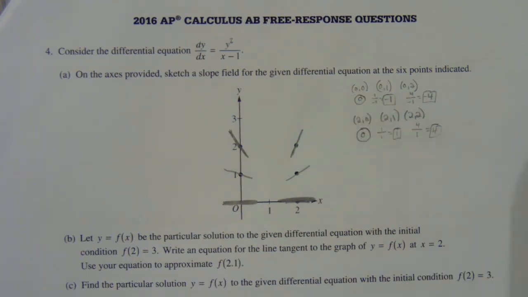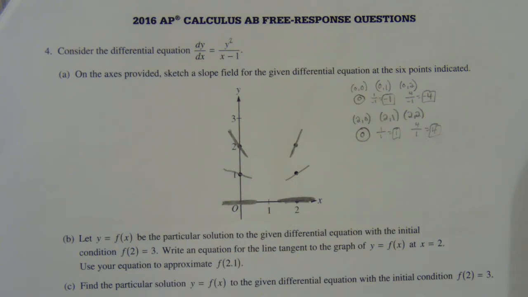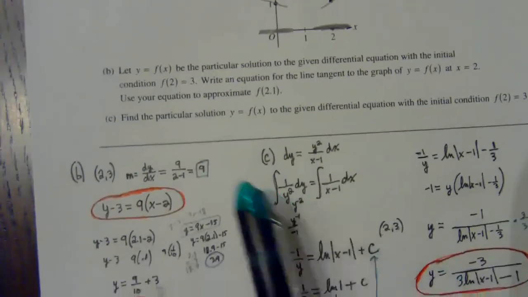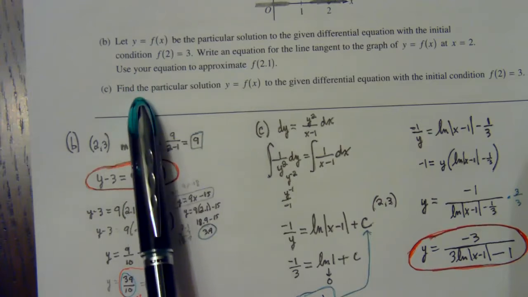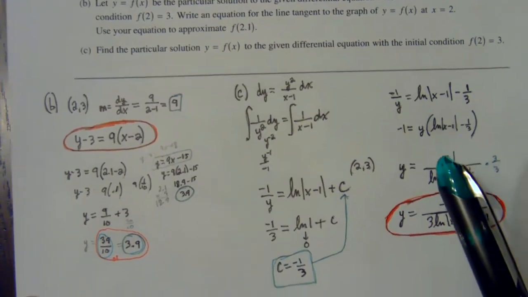So it's all relative. You've got to be able to tell just by looking which is the steeper one, which is the less steep, and the horizontal ones. Now letter B, notice again, it doesn't say find the particular solution yet. That's what letter C is talking about. So you don't want to do that too soon.